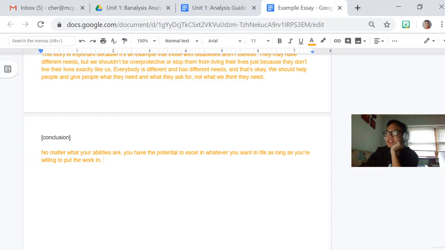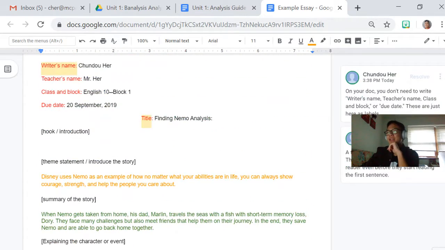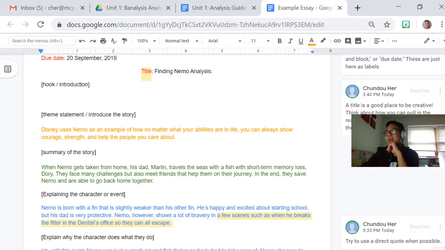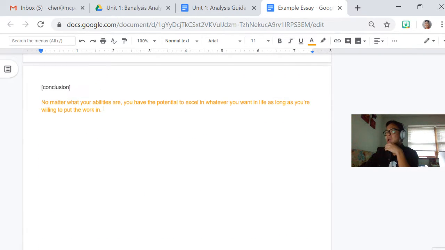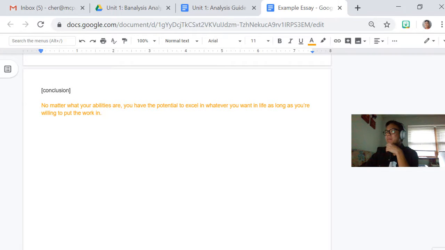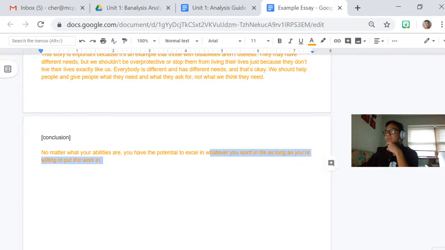Okay, so I'm reading this now and I don't know if this is actually the theme that I wanted to get across. Let's look back at what my original theme was. So no matter what your abilities are in life, you can always show courage, strength, and help the people you care about. You know, I don't like the sound of that. I'm actually going to erase that part.